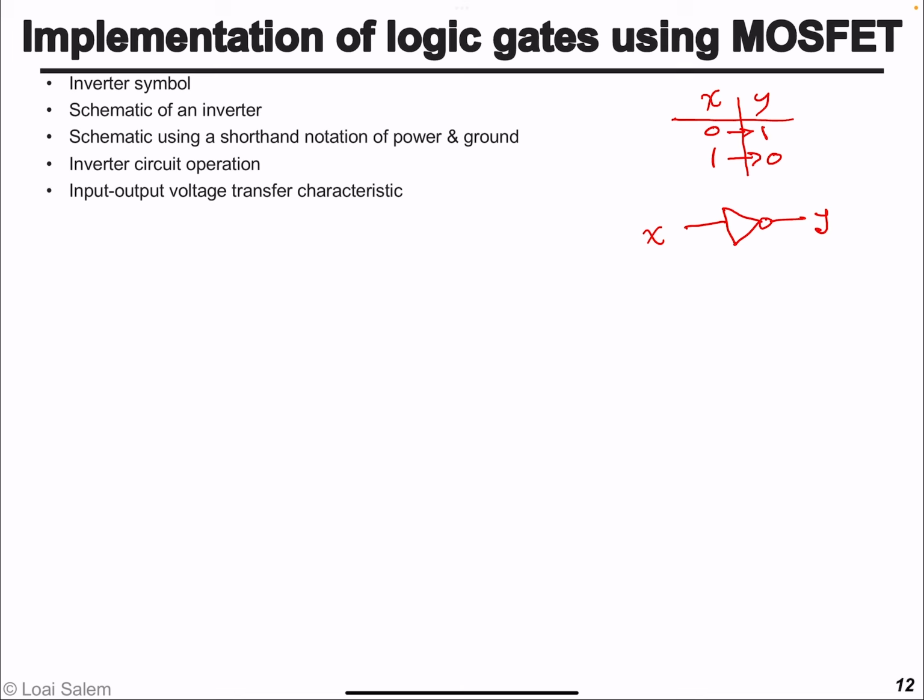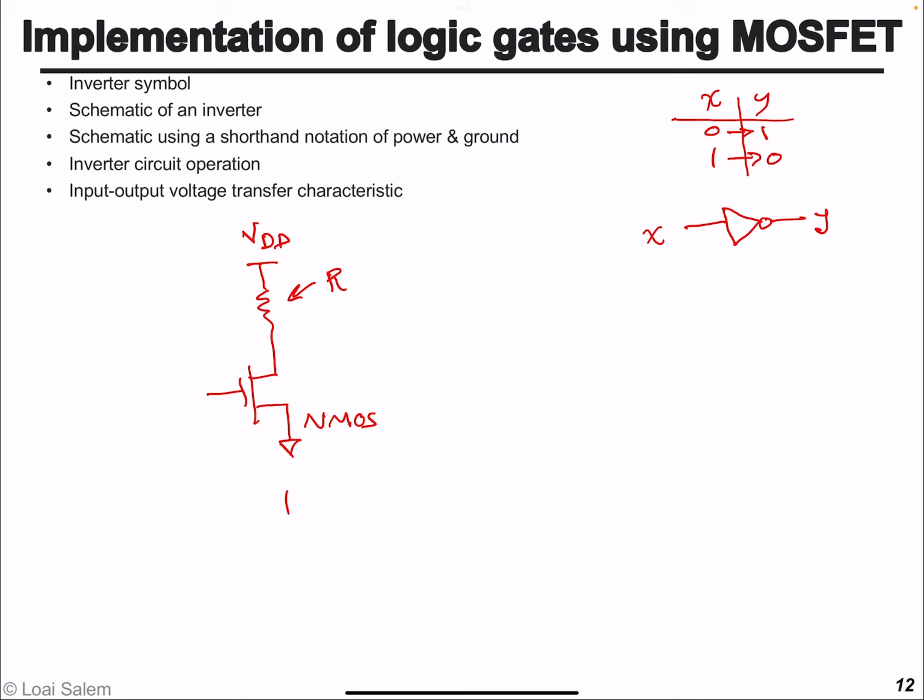Well, the simplest implementation is basically to connect an NMOS transistor in series with a resistor, a pull-up resistor. And the supply voltage is VDD.